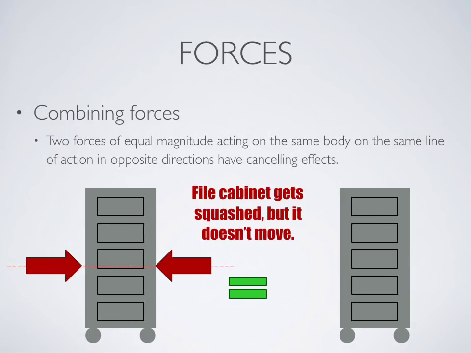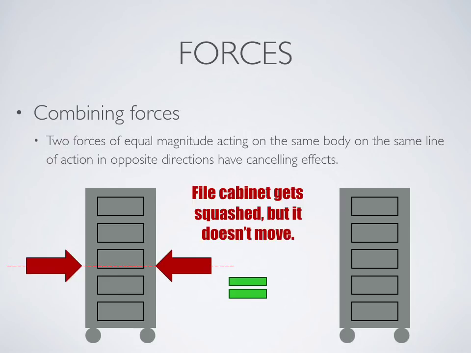Now when you combine forces, so we have a force on the left pushing to the right and a force on the right pushing to the left, we say they're equal, we say they're on the same line of action, and we say that they're in opposite directions. So we have our three things that we're worried about, and the net is simply zero. So the file cabinet is getting squished, but as a whole, it doesn't move because the net force on the file cabinet is zero. The file cabinet might be seeing some compressive stress, but it's not moving, it's not feeling a force globally, it's actually zero. The two forces cancel out.